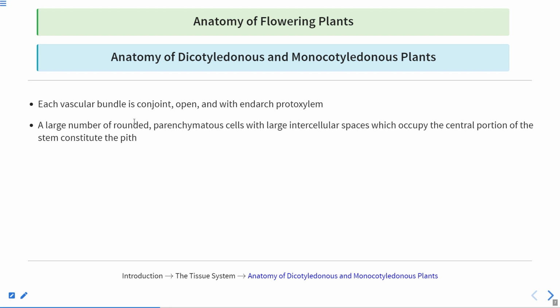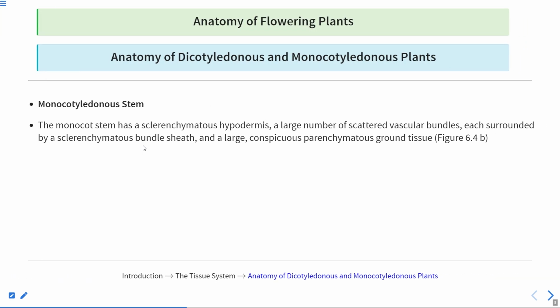What type of cells are present in the case of pith? Parenchymatous cells. If you see the shape of the cell, they are rounded and they have lots and lots of intercellular spaces because they are oval or round in shape. These occupy the central portion of the stem, forming the pith region. So this is the type of pith structure that you see in the dicot stem.